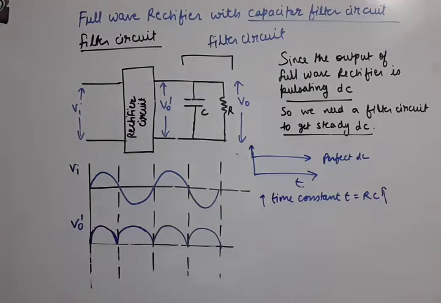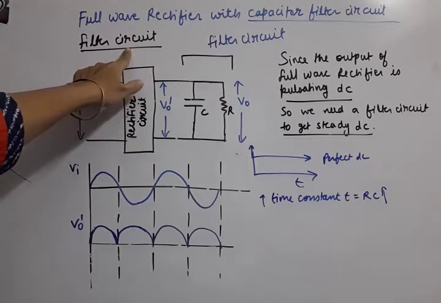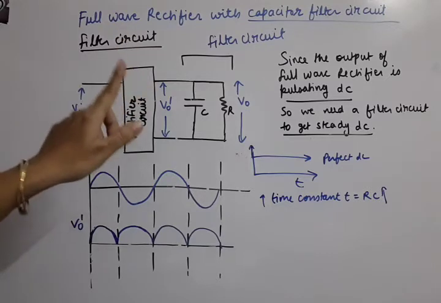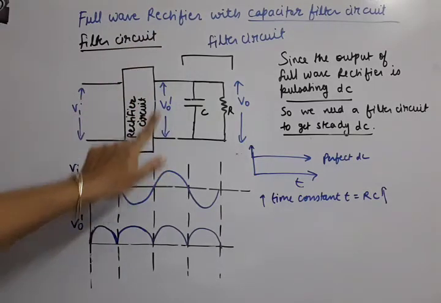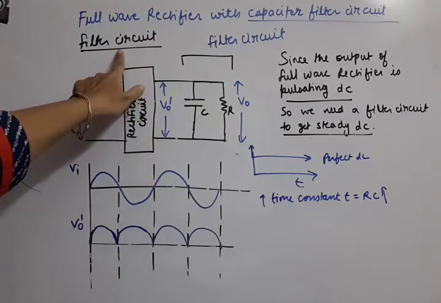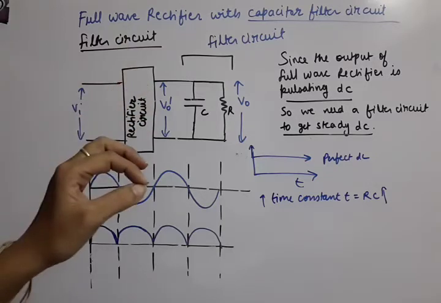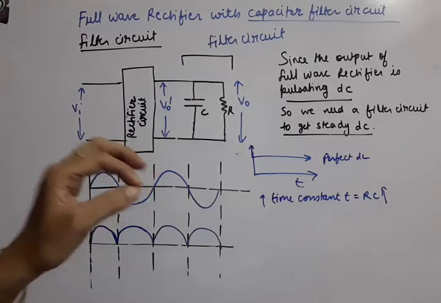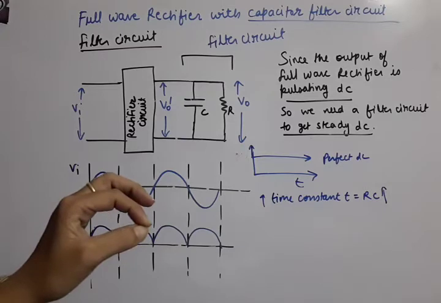Hello students, today we are going to understand the filter circuit. We have already understood the rectifier circuits, and just after rectifier circuits the filter circuit's role starts. Rectifier circuits were the ones which were converting AC to DC. So we have studied the full wave and half wave rectifier.